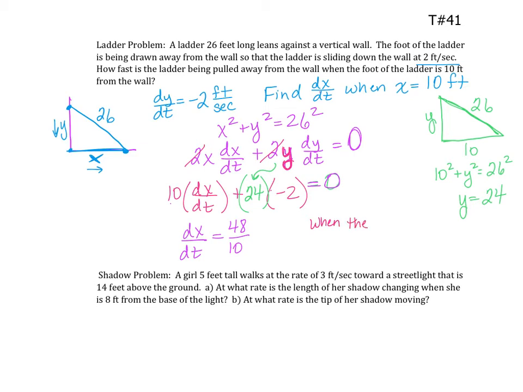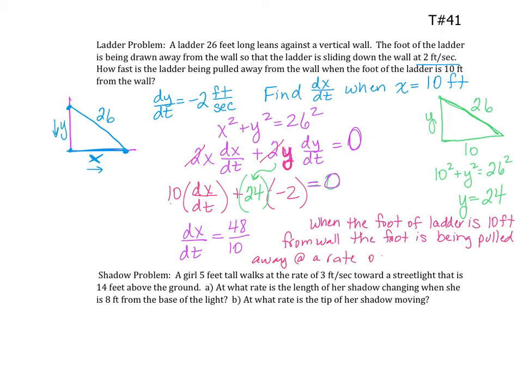When the foot of the ladder is 10 feet from the wall, the foot of the ladder, I'll just put the foot, is being pulled away at a rate of 4.8. What are the units? X is in feet, time is in seconds, and I'm done.